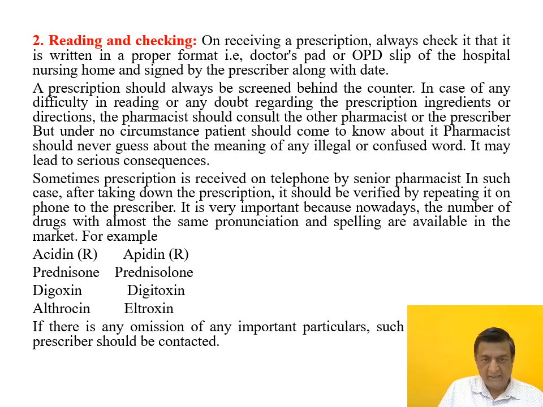Some prescriptions are received on the telephone by a senior pharmacist. In such a case, after taking down the prescription, it should be verified by repeating it on the phone to the prescriber. It is very important because nowadays the number of drugs with almost the same pronunciation and spelling are available in the market. Some examples here: acidin, apidin, prednisone, prednisolone, digoxin, digitoxin, althrocin, elthroxin.